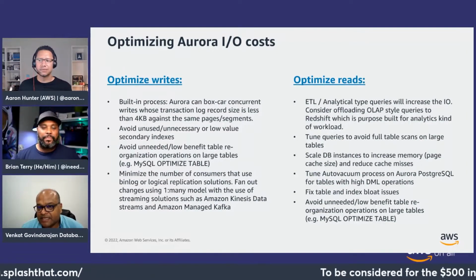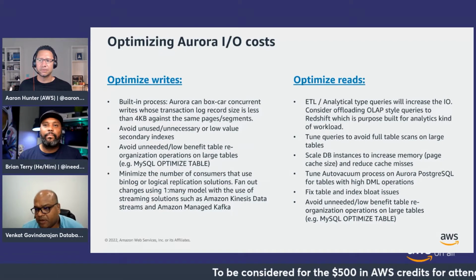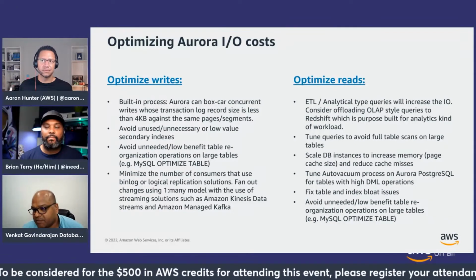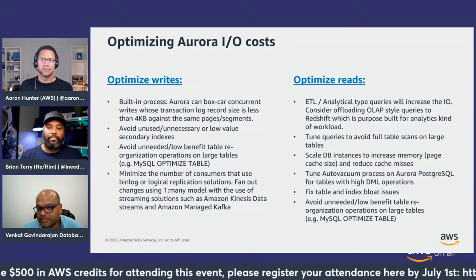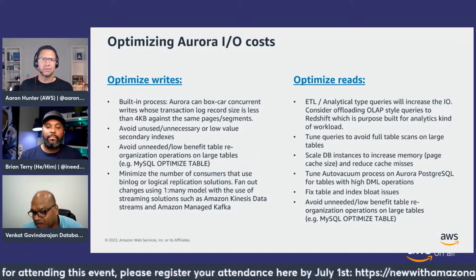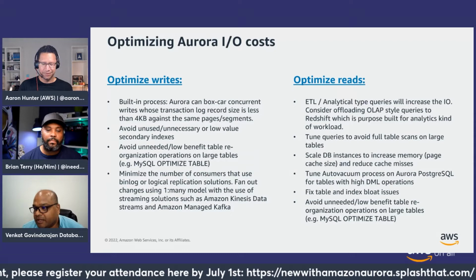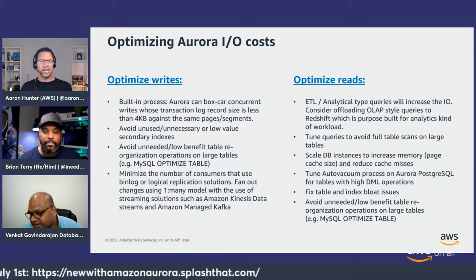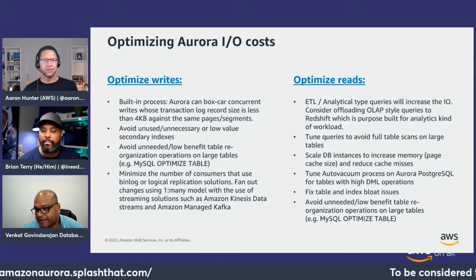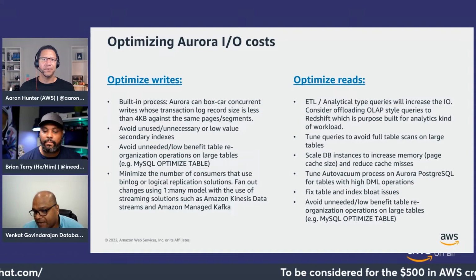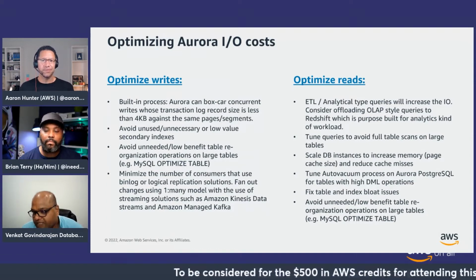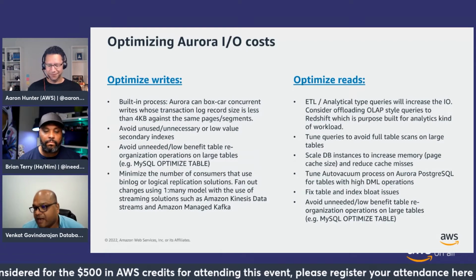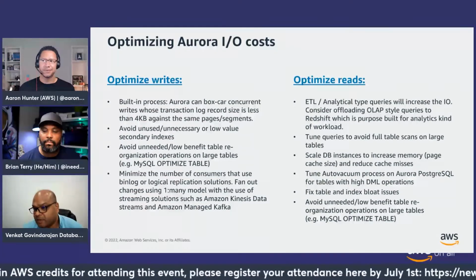And DB instance, that's something I already touched upon. Scaling your DB instance to have more memory for better cache performance, right? And we also have tuning the autovacuum process in Aurora Postgres with high DML operations, right? Because autovacuum is managing the vacuum and the analyze process. Analyze basically creates statistics, and a vacuum gives you the free space back for the database to use. With that, you optimize your table. It's a very important aspect of performance tuning.